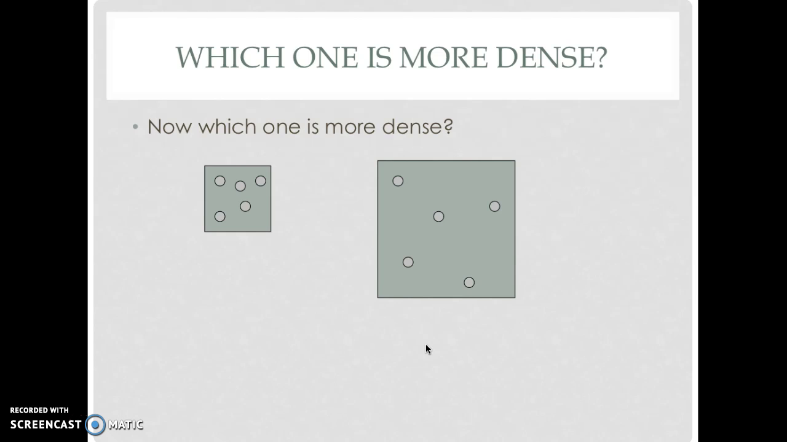Now here, which one is more dense? The first box is very small, meaning less space, and the second one is big, meaning more space.